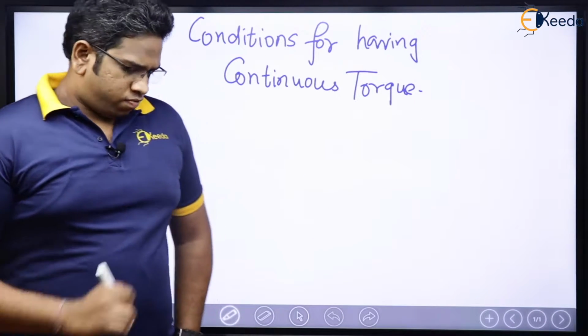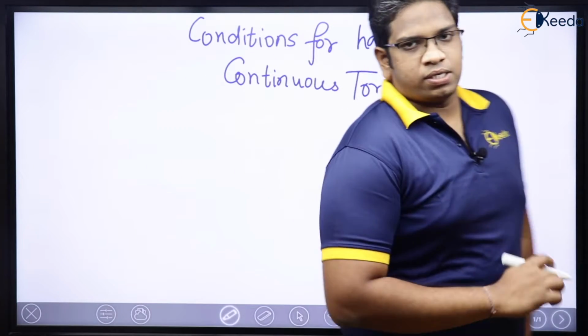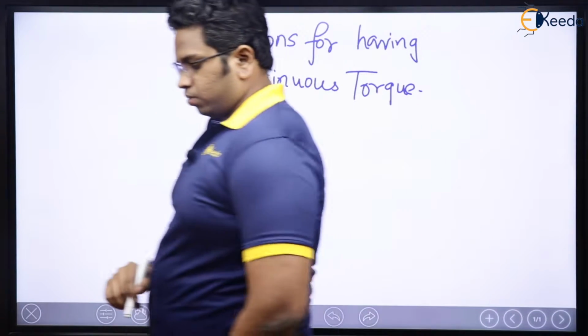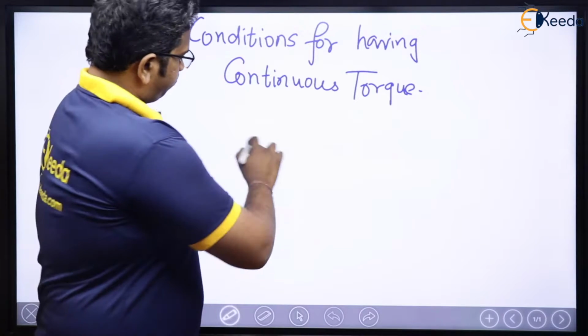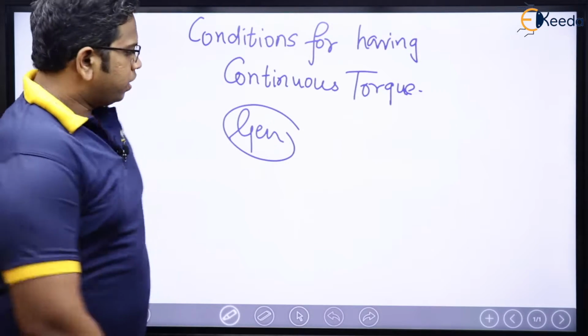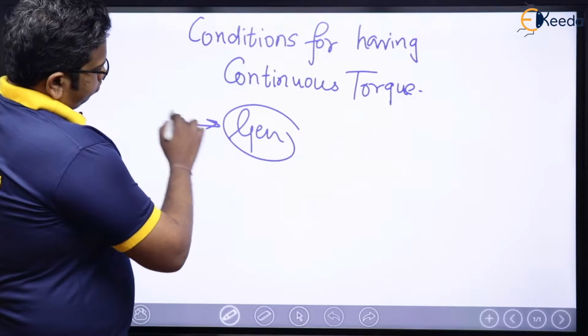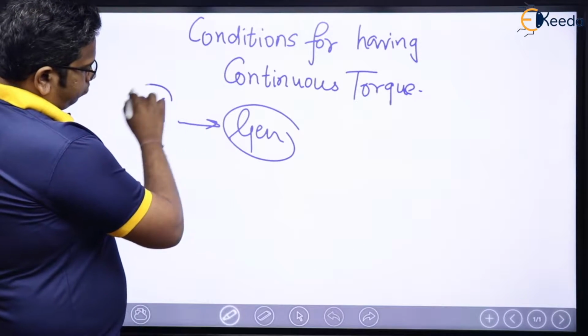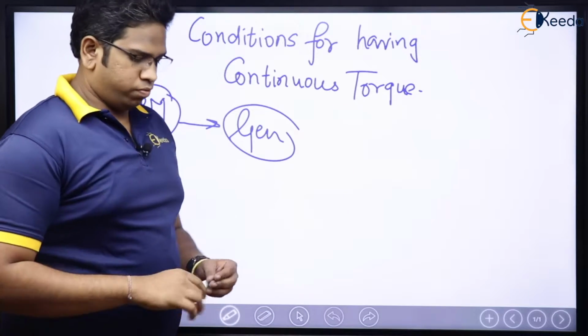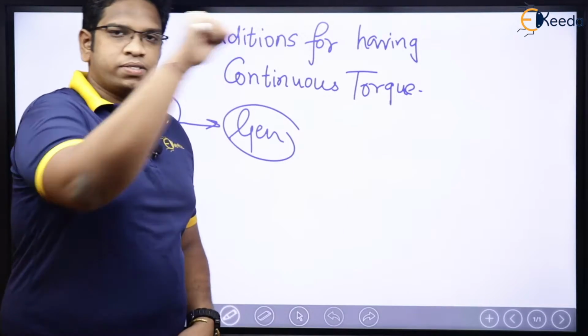First of all, we will try to understand the importance of a continuous torque. For example, let us take a generator. In the case of a generator, we know that the prime mover is the input. Basically, we are going to rotate the prime mover. For example, this is the prime mover, and we are going to rotate it like this.